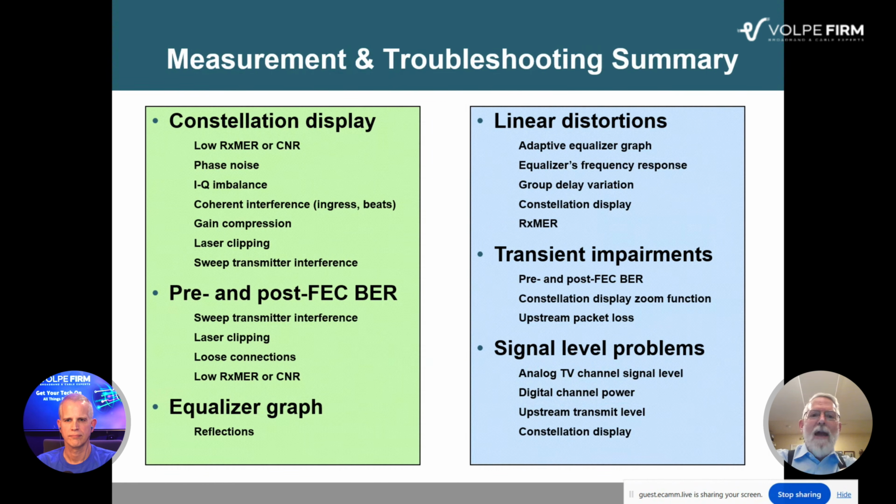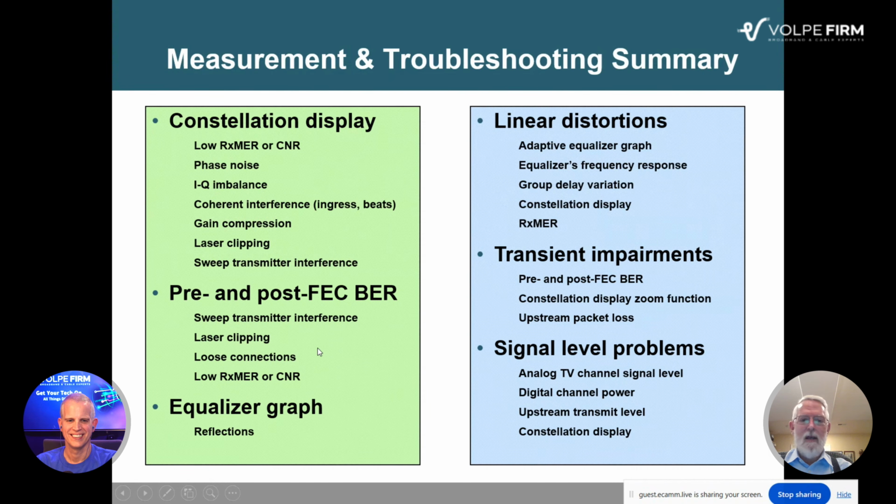So wrapping up, here's a measurement and troubleshooting summary. Constellation display can provide all kinds of good stuff. You can really discern a lot of things from the Constellation display, like degraded CNR or low RX-MER, phase noise, the things we looked at, the IQ imbalance, the good old donuts in the Constellation display caused by interference, gain compression, laser clipping, sweep transmitter interference. You can see that in the Constellation display.